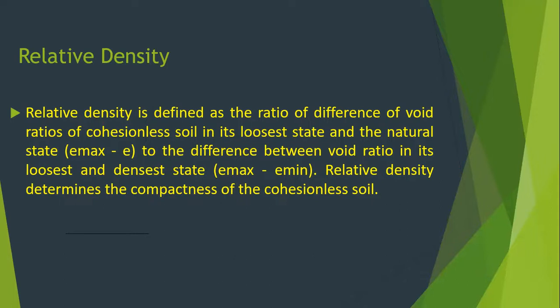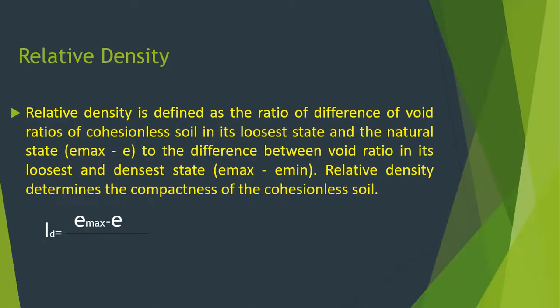To the difference between the void ratio in its looser state and the denser state. Emax again, the same, means the void ratio when the soil is in looser state, Emin when the soil is in denser state. Relative density determines the compactness of the cohesionless soil, and the cohesionless soils are gravels and sand. So it's represented by Id, which is equal to Emax minus E.